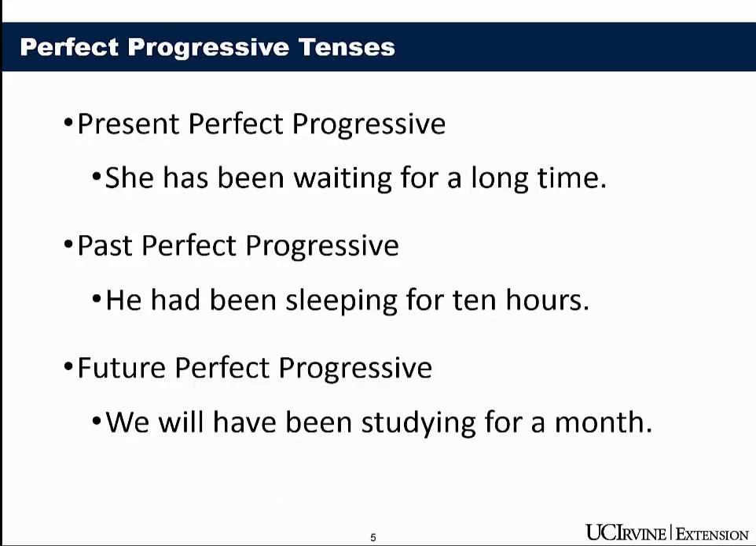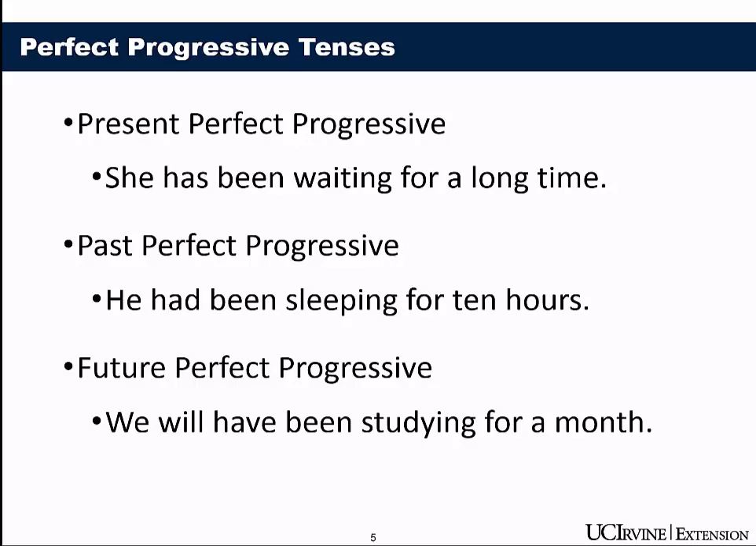Finally, we have the perfect progressive tenses, and these combine what we already learned about the perfect with what we already learned about the progressive. Present perfect progressive must have 3 parts to the verb. You need to have or has because that makes it perfect. You need been, which is the past participle of be, because that's also part of making it perfect. And you need the ing with your be, because that makes it progressive.